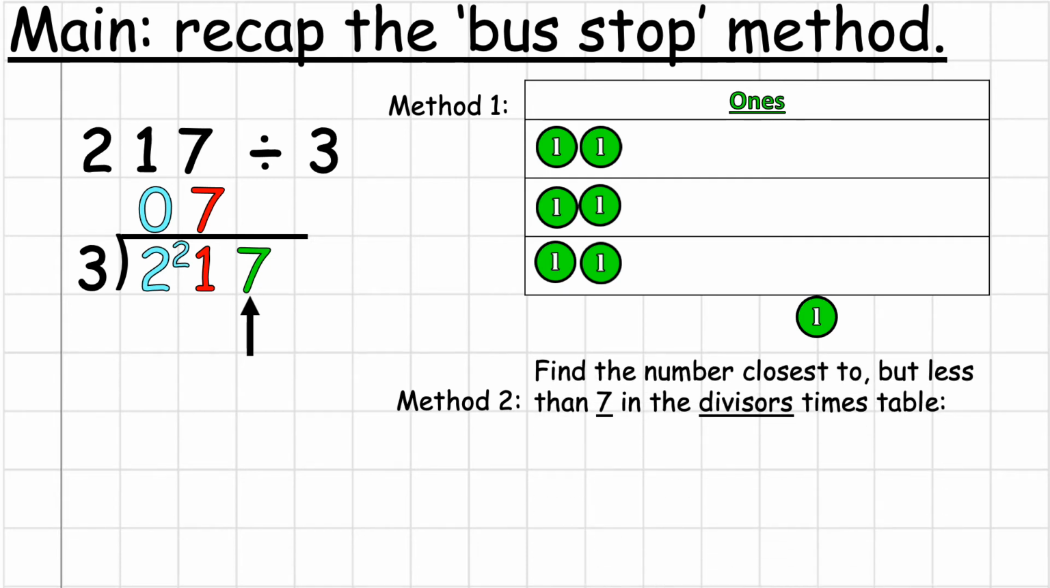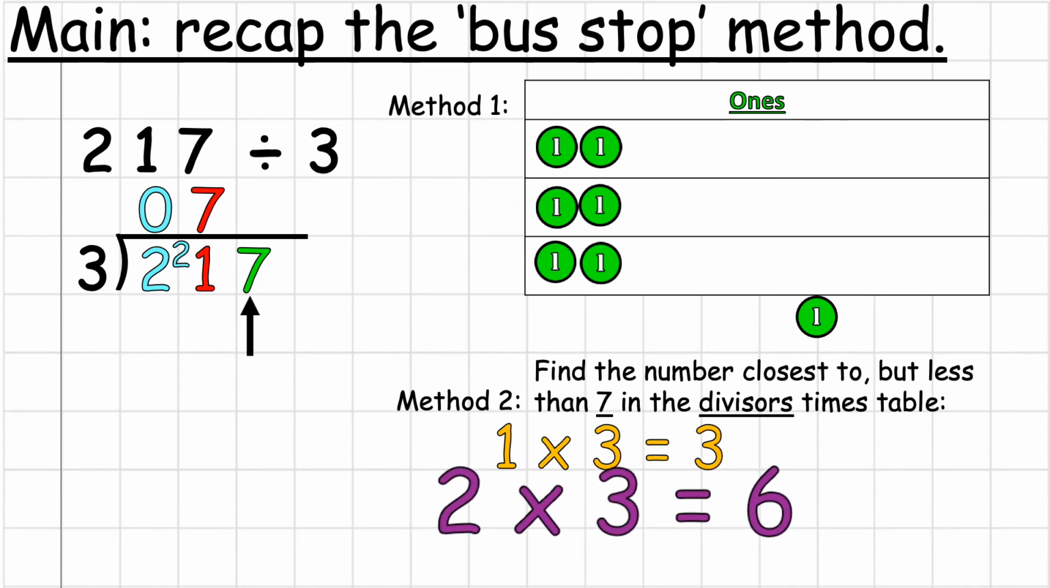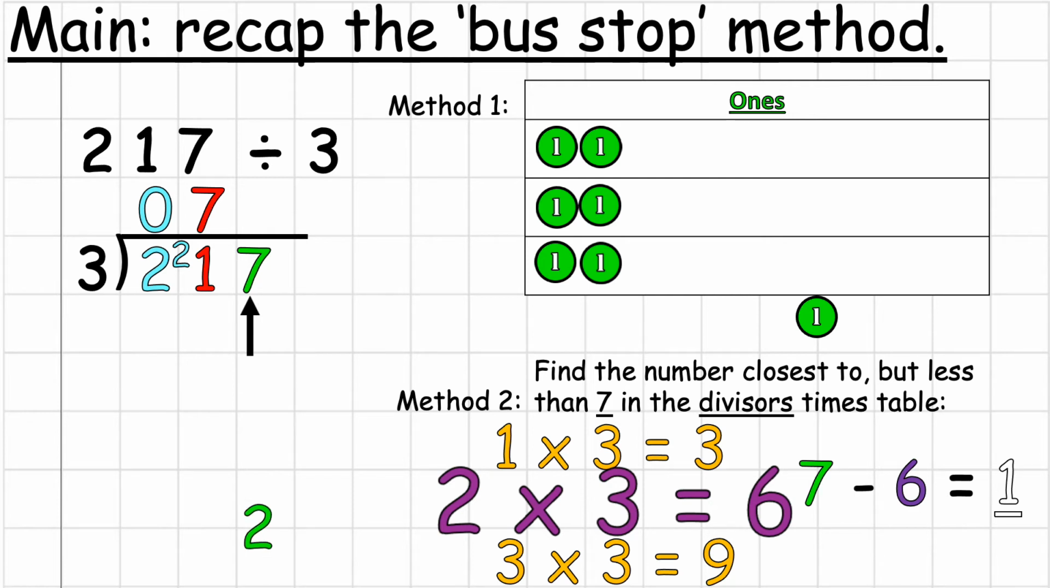So we're going to find the number closest to but less than 7 in the divisor's timetable for 3s again. So 1 times 3 is 3, kind of close to 7. We can definitely get close with 2 times 3, which equals 6. So that is as close as we're going to get. So we know there are 2 3s in 7. And just to prove that we can't get any closer, 3 times 3 of course is 9, which is too big. And then to find the difference, 7 take away 6 equals 1. So we got 2 3s in 7 with 1 left over.